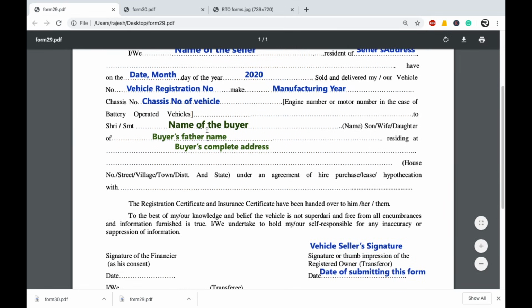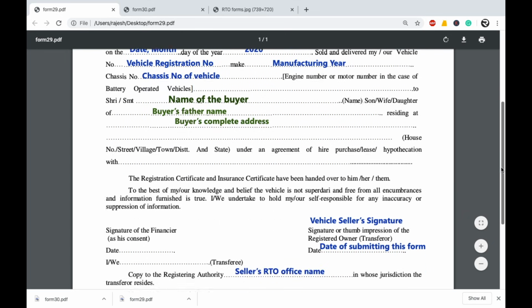After that write the name of the buyer. Here I have mentioned the buyer details in green color and seller's details in blue color, so don't get confused. After that write the buyer's father name. After that write the buyer's complete address.